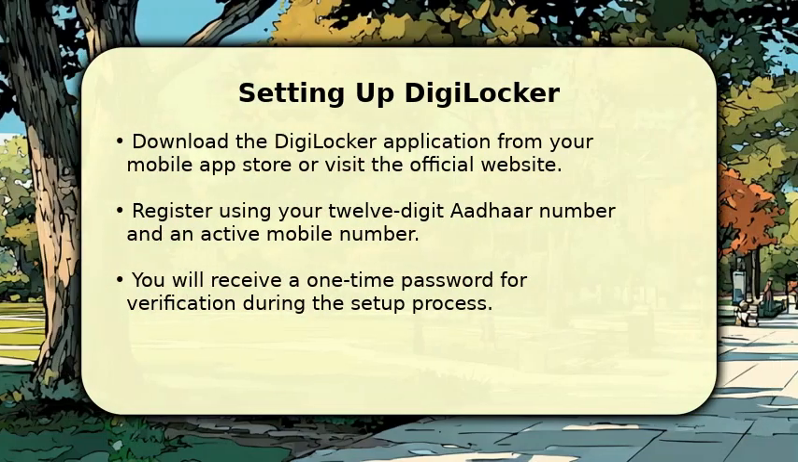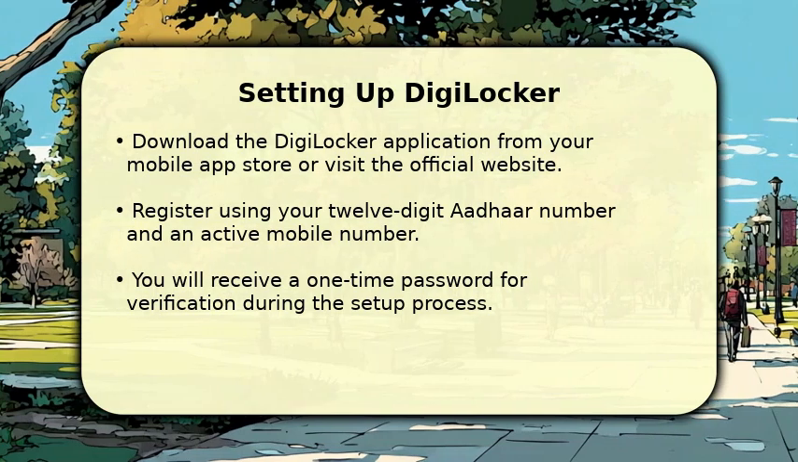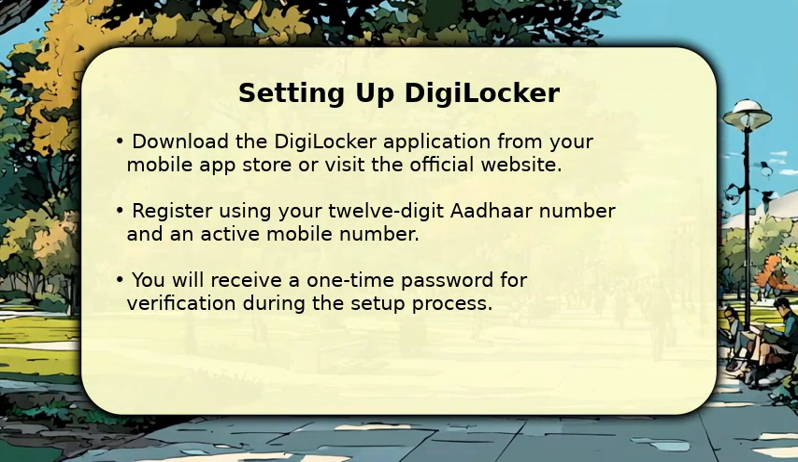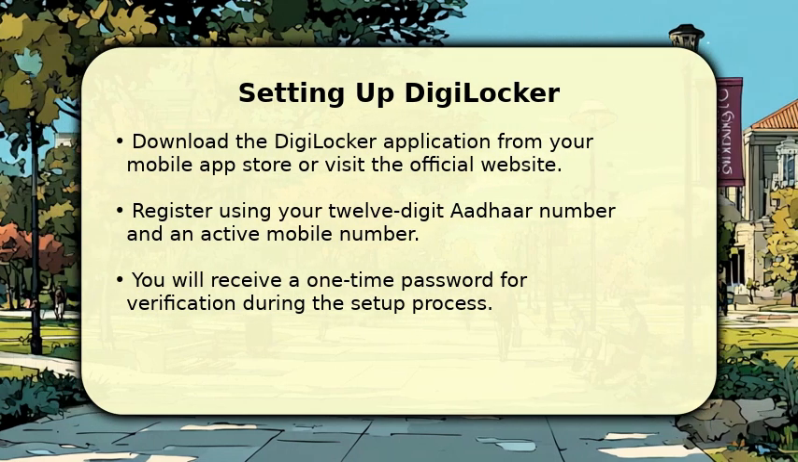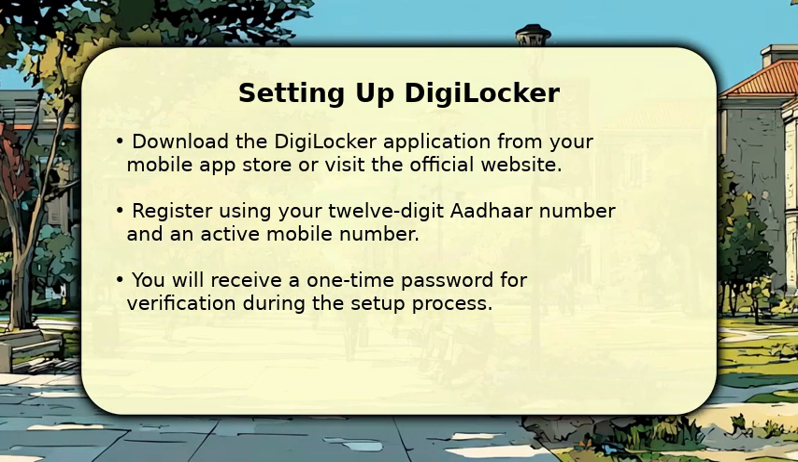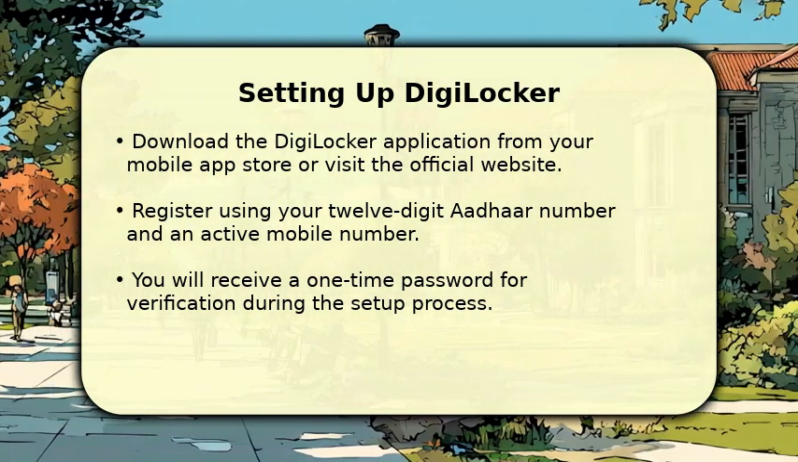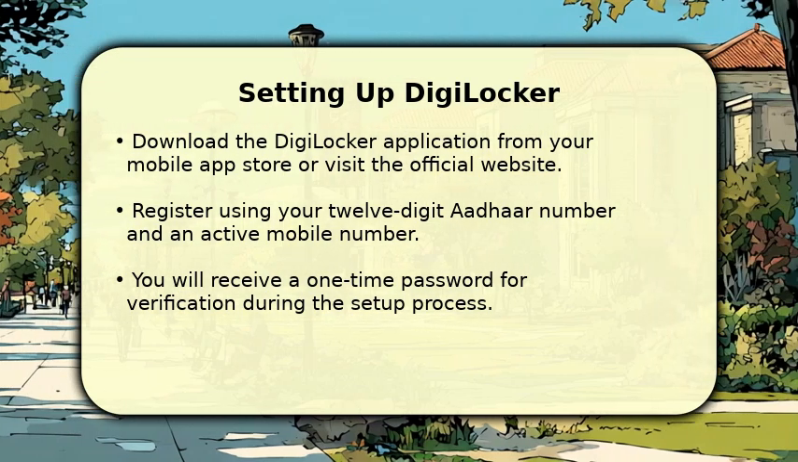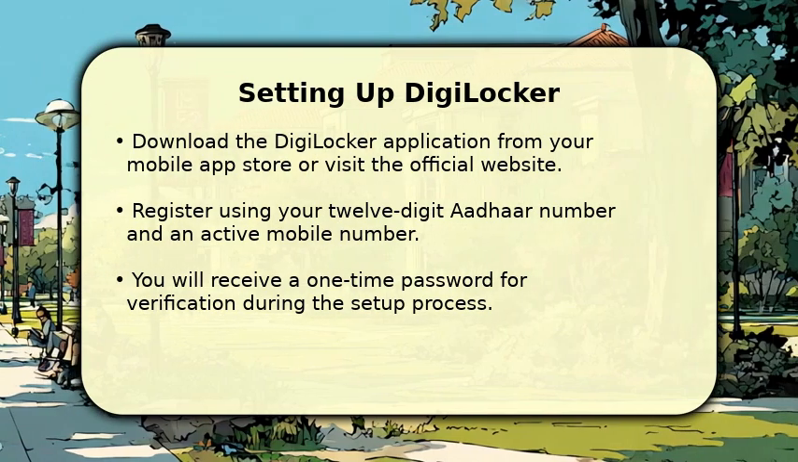To begin, download the DigiLocker application onto your smartphone or simply navigate to the official DigiLocker website. Initiate the registration process by providing your 12-digit Aadhaar number and a functional mobile number. You will then receive a one-time password, a 6-digit code, to verify your identity. This step is quick and crucial for securing your new DigiLocker account, ensuring only you can access it.